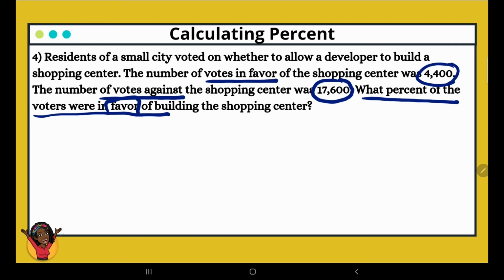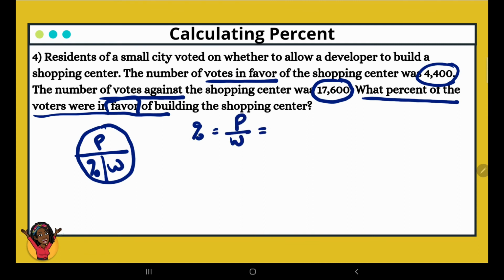Now, we know that based on our percent wheel, we need to have at least two of the three pieces of information. So either we have part and whole, part and percent and whole, so on and so forth. So in order to find the percent, we need the part and the whole. We know that the part is 4,400. Now we need to find the whole. How do you think we can go about doing that? If you said that we can add the two parts together, then you are absolutely correct.